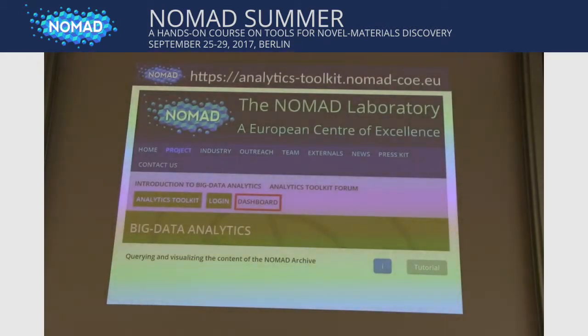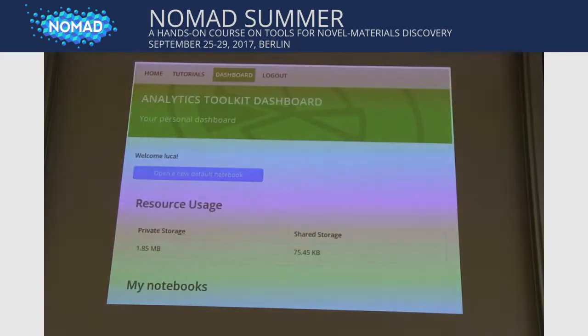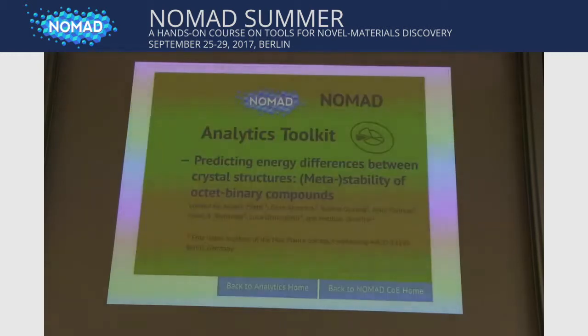The other thing I want to point out is that there is a dashboard that you can access from the main page once you have logged in. And the dashboard is very nice. It gives you the general state of your account, meaning which resources you are using, your own storage, shared storage, and then there is a list of notebooks, the ones that you have created and those that are shared among all the Nomad community. So there will be a long list here. If you go there after you have logged in, you will find it easily.